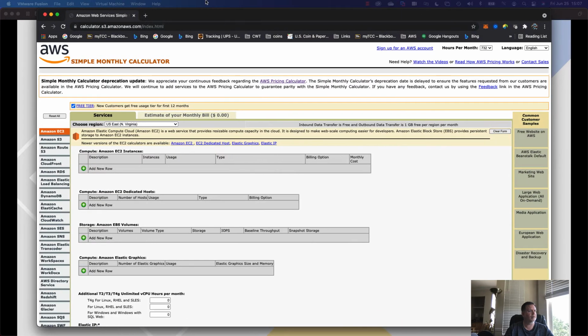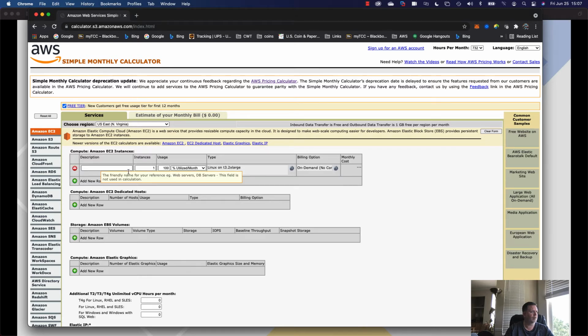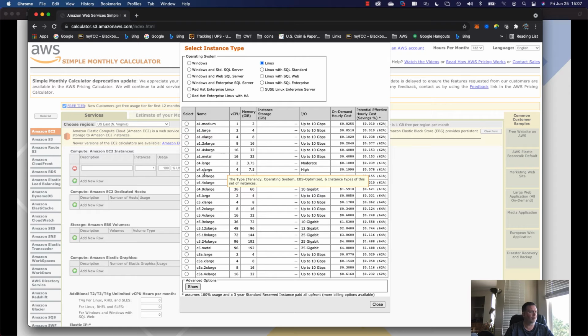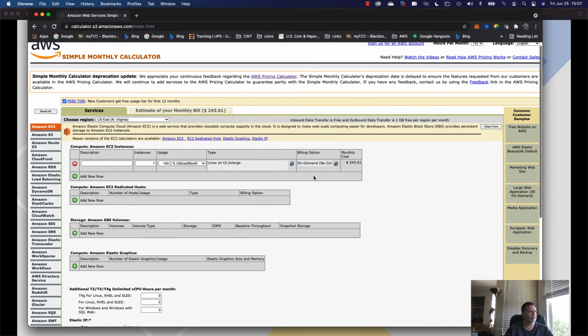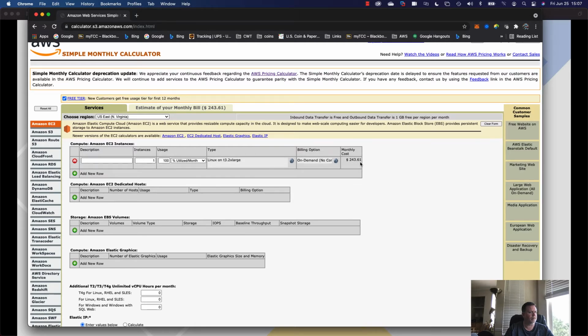Alright, so here is the simple monthly calculator. It's that URL. And so we can do our Amazon compute. We can add a new row, add a description, number of instances, and we can pick our instance size, say a C4 large. And on demand, monthly is going to cost us $243.61 if we run one instance.